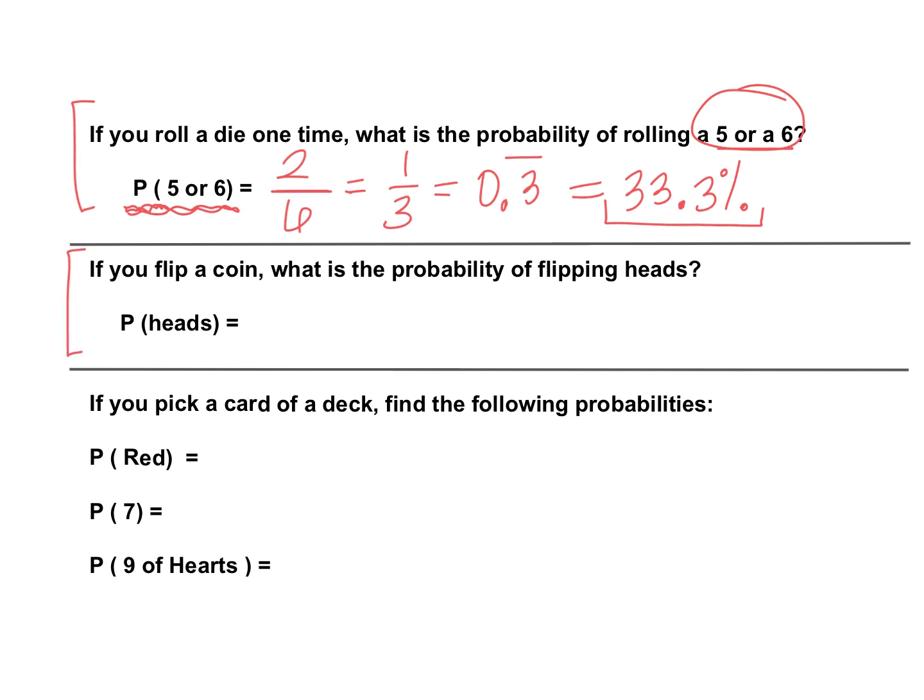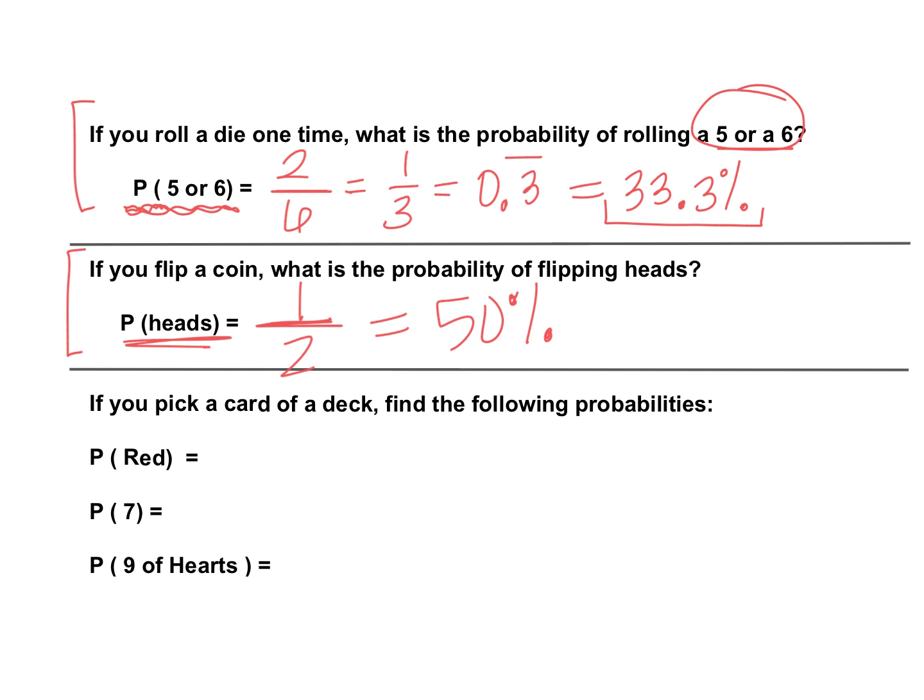If you flip a coin, what is the probability of flipping heads? So probability of heads, well, there's 2 outcomes, either heads or tails. So that's going to be my bottom. And then heads is just one of them. So 1/2, which is 50%. So we have a 50% chance of flipping heads.